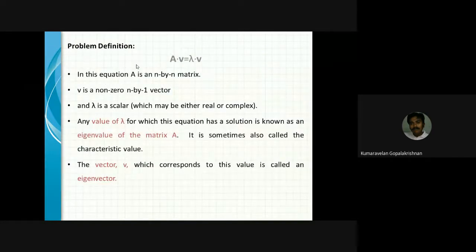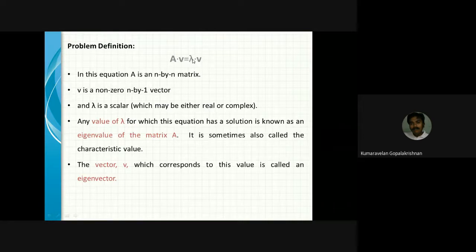Before that, this is the initial representation of eigenvalues and eigenvectors. See here, A dot V equals lambda dot V. Don't worry, here A is my matrix, that is my data set, right? It's an n by n matrix, okay? And V is a non-zero n by 1 vector. I already explained what a vector is. It's a column vector, right? It is non-zero. That is very, very important. If it is zero, then it is not possible to do computation, right? Surely V must be a one-dimensional vector, and lambda is my scalar value. I have to find it out.